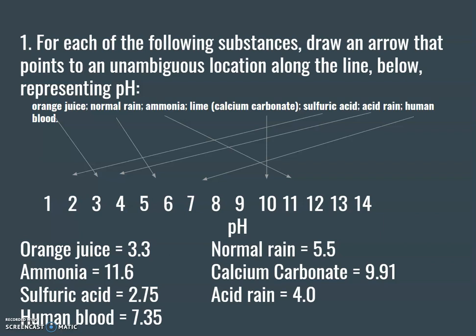Normal rain is always a little bit acidic at 5.5, and that's because there's always carbon dioxide in regular air, and it's going to make carbonic acid, which is a little bit of a weak acid. Calcium carbonate has a pH of 9.91, so a little bit basic, but truly acidic rain, which has either sulfuric or nitric acid in it, is going to have a pH of 4.